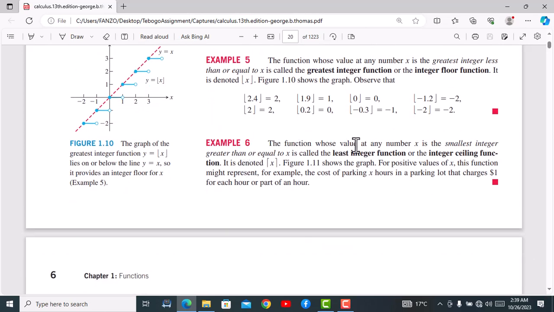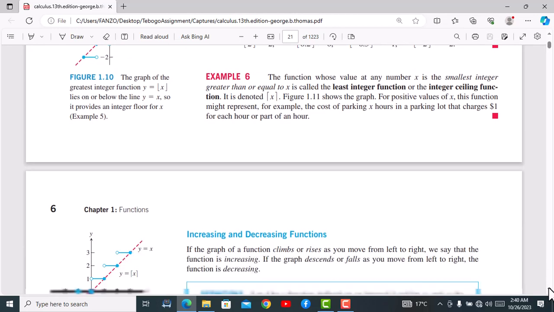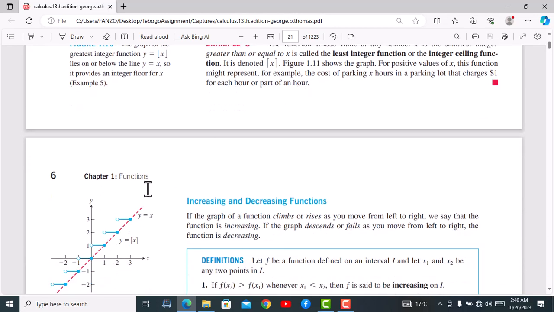And then in example 6, the function whose value at any number x is the smallest integer greater than or equal to x. Now let us listen to this statement. The function whose value at any number x is the smallest integer greater than or equal to x is called the least integer function or the integer ceiling function. It is denoted by that. Okay, that is fine. In figure 1.11, we will go and look at that and see what is happening.